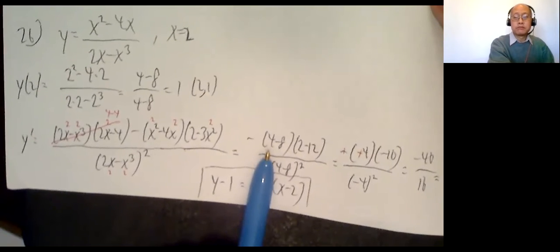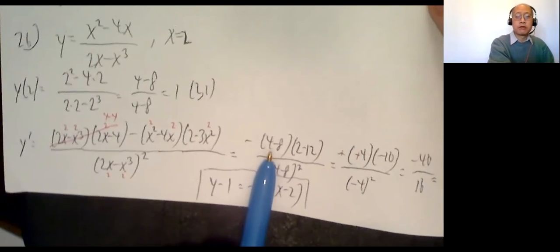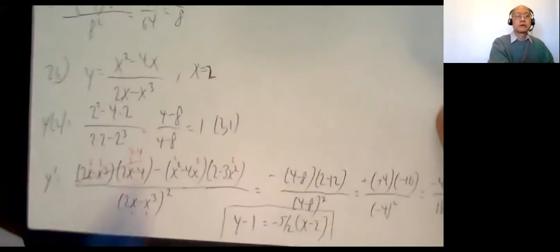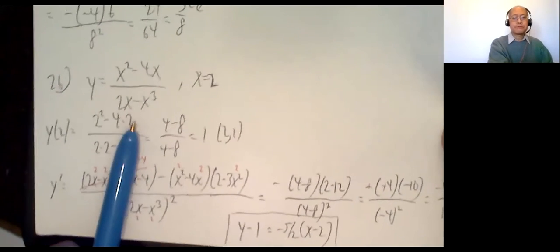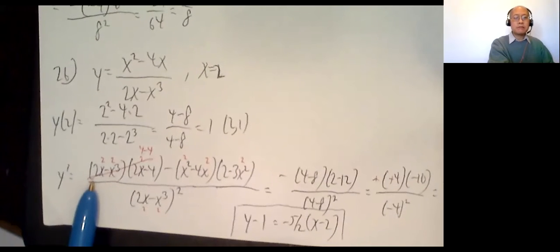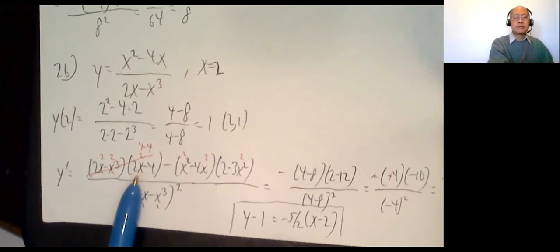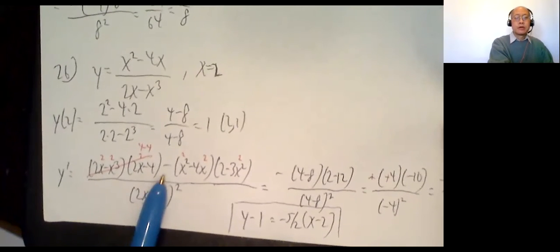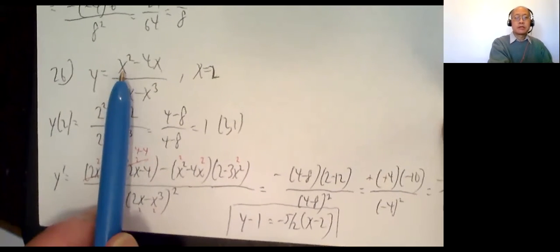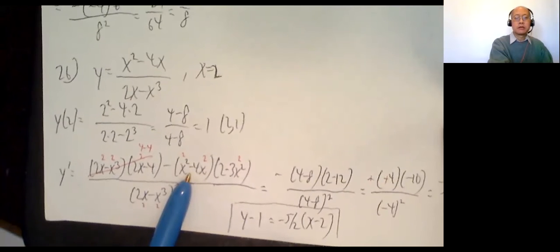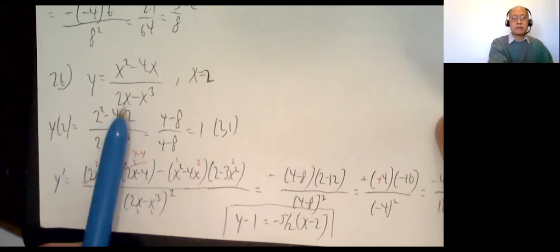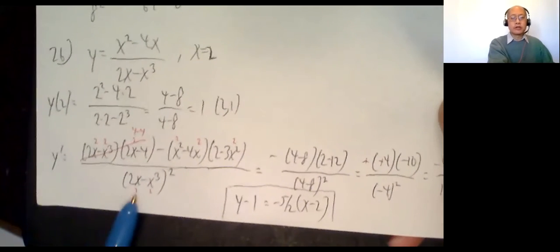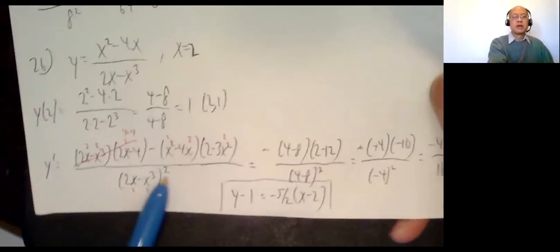Even at this stage, I already know it's going to look like this: y minus 1 equals some slope, x minus 2. So now I have to figure out the slope. How do I find slope? Slope means derivative. That's the hard part. Okay, so quotient rule. Copy the bottom times the derivative of the top. Derivative of the top is 2x minus 4. Minus the other way around. Top, x squared minus 4x times derivative of the bottom, 2 minus 3x squared, all over the square of the denominator, 2x minus x cubed squared.